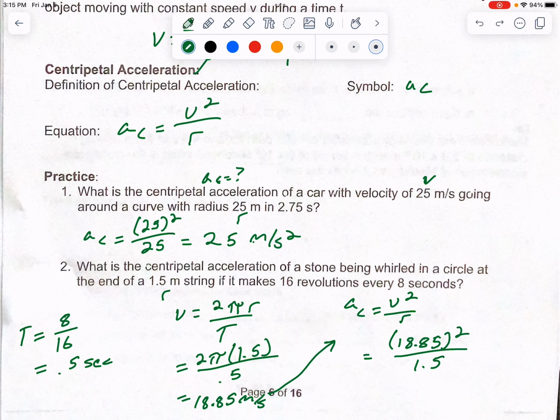So 18.85 squared divided by my 1.5, and you get an acceleration of 236.88 meters per second squared.